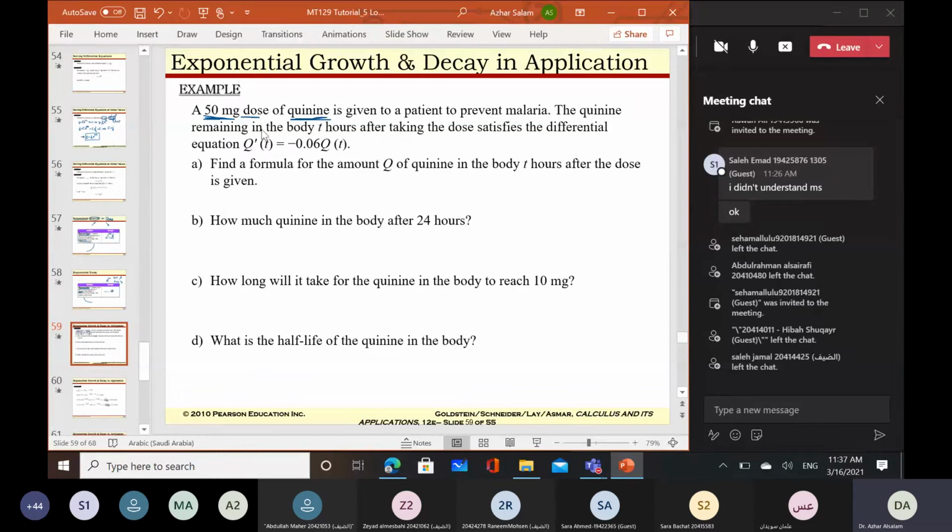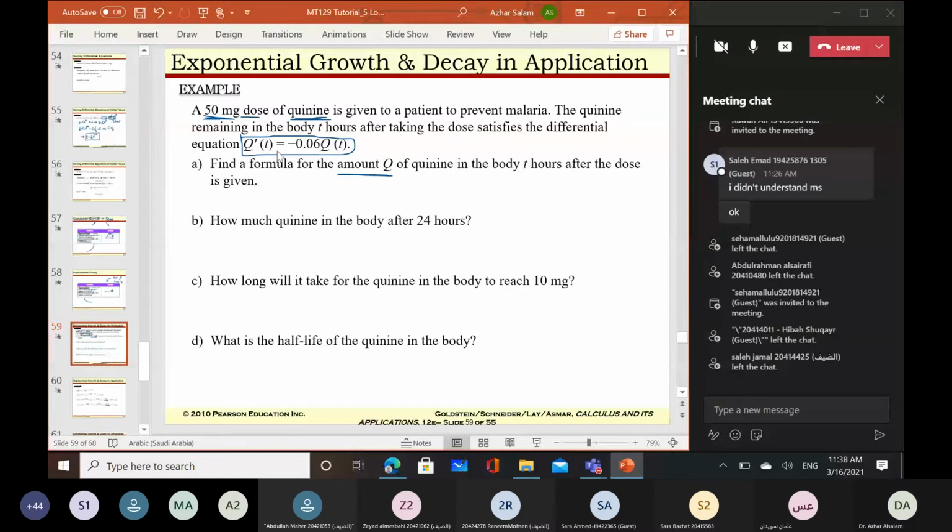The quinine remaining in the body T hours after taking the dose satisfies the differential equation. The duration for which this substance stays in the body is given through this differential equation. I can find how long this substance remains in the body using this differential equation. The question here is to find a formula for the amount Q of the quinine in the body T hours after the dose is given.